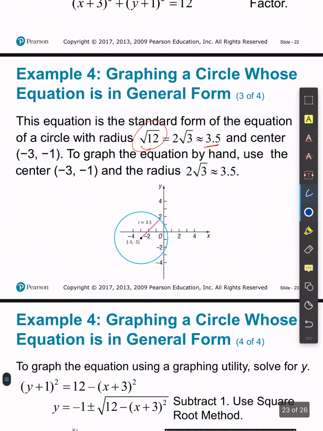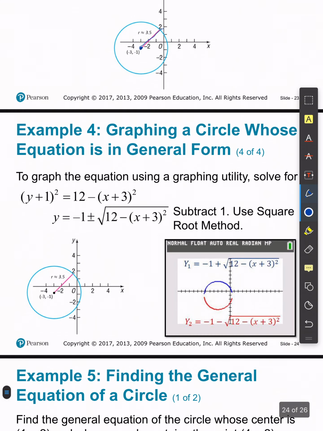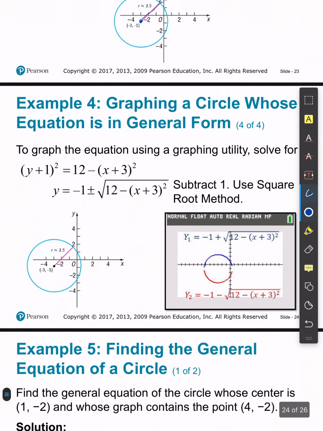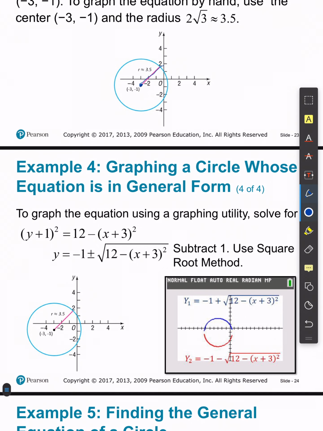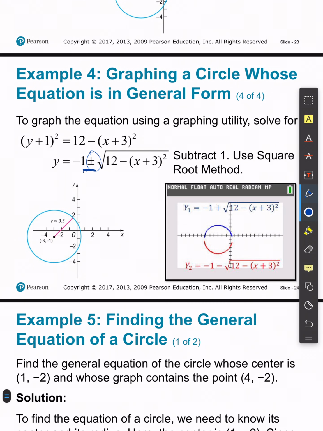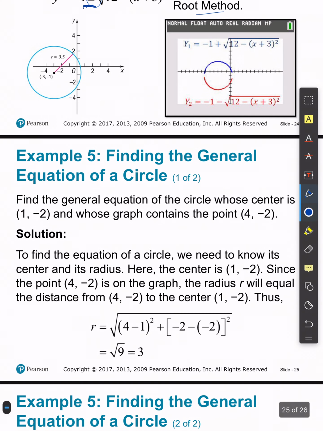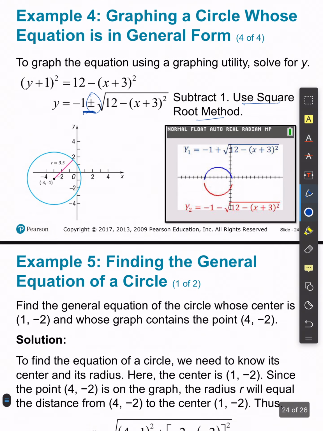Okay, so then they put the point at -3, -1, draw a radius of 3.5-ish all the way around, and that's how you would graph it by hand. If you're going to do this on the calculator, we would solve for y first. Make sure you put in both equations, plus or minus. Make sure you're using the square root method to solve. And that's it for that.